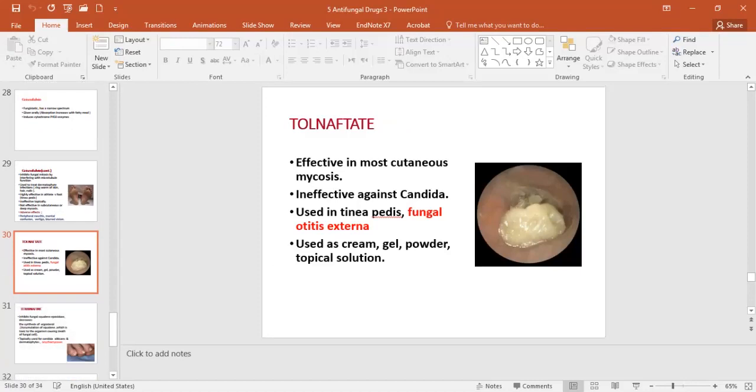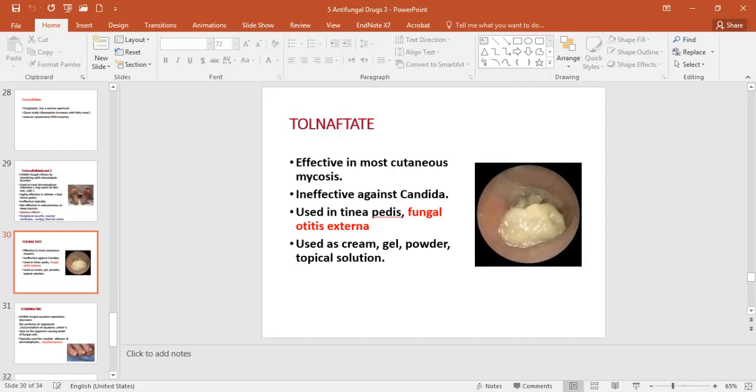Tolnaftate is also an important drug. It's effective in most cutaneous mycosis. It's ineffective against candida. It's used in tinea pedis and fungal otitis externa.